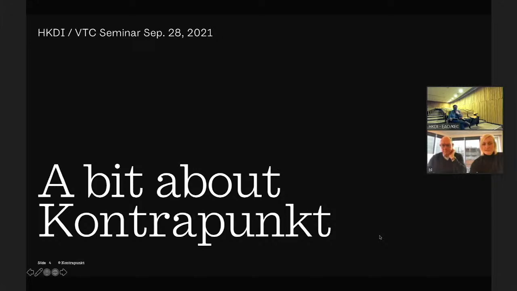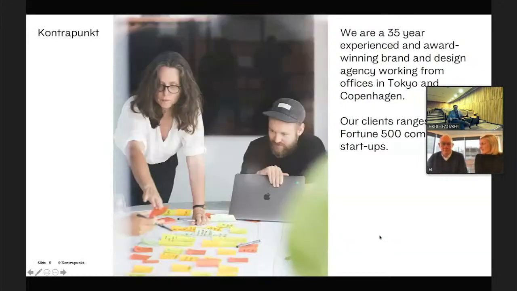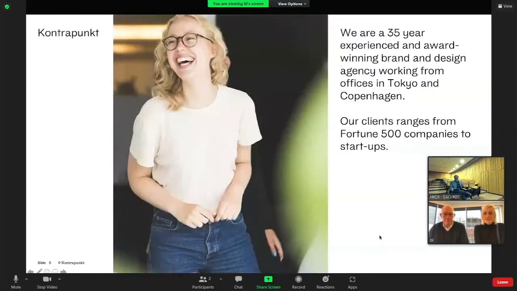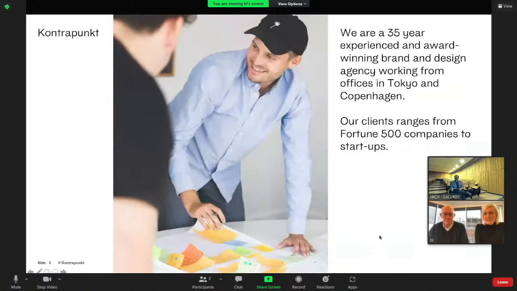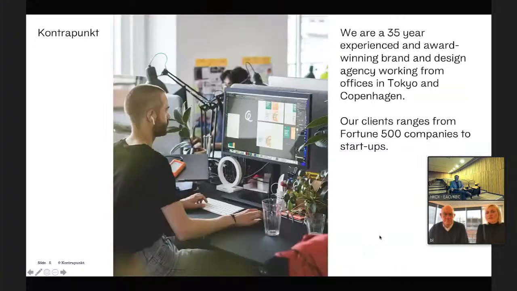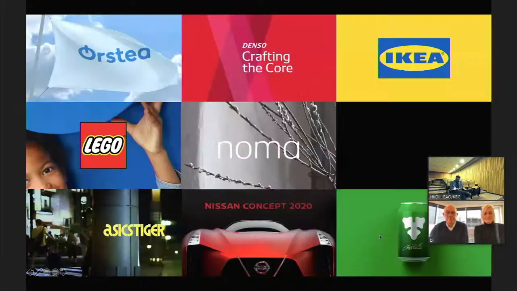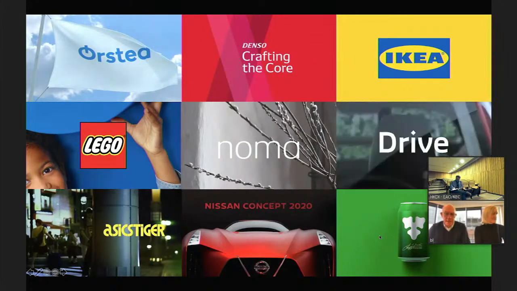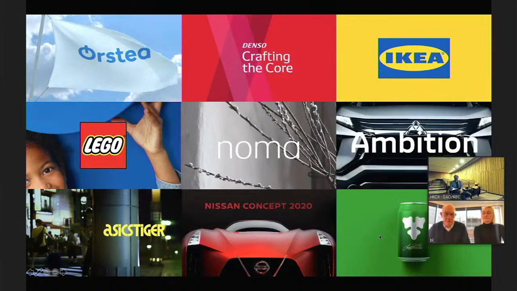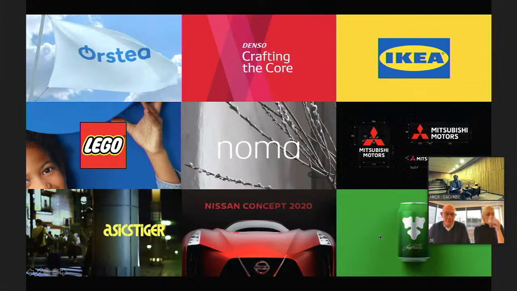Just to talk a little bit about Kontrapunkt. As Bo said, we are a little bit more than a 35-year-old design and experience agency. We have offices here in Copenhagen, but we also have one in Tokyo. When we work with clients, it's a really broad range of clients. It's everything between the big Fortune 500 that everybody knows, but also startups and very digital-minded companies. So it's a broad range of client types we have. For more than 15 years we have had our own office in Tokyo and have been working with major Japanese clients throughout those years.